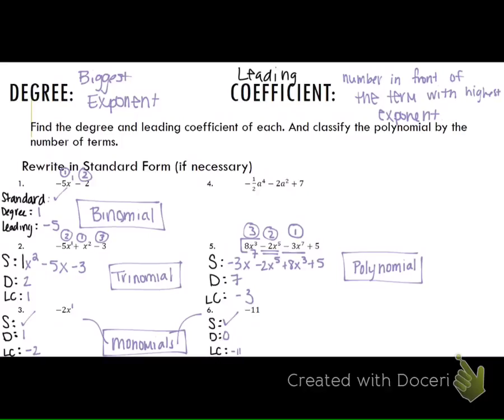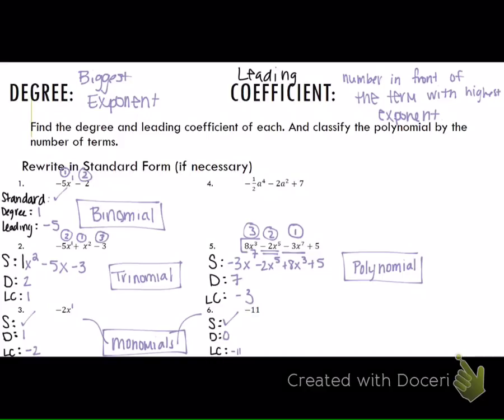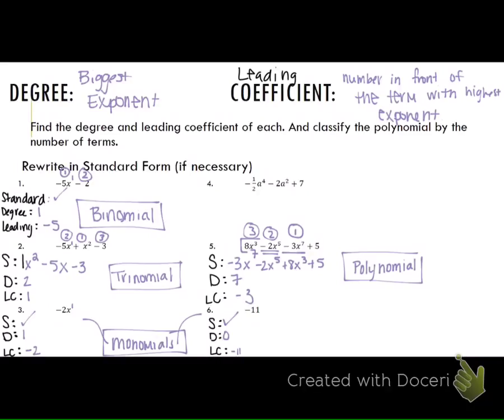Wait, so does it only have a degree or an exponent if it has variables? Is it only going to have an exponent if it has a variable? Well, technically, this has an exponent of 0. It does have an exponent. It's just not written there because anything to the 0 power is 1. Because it's x to the 0 power, so the exponent is 0. Remember, anything to the 0 power is 1.